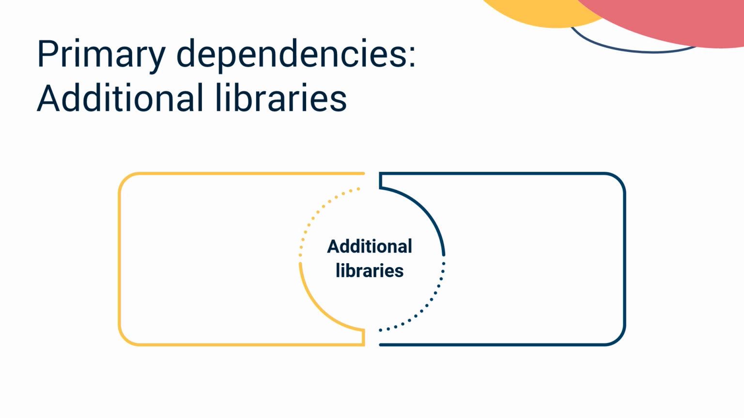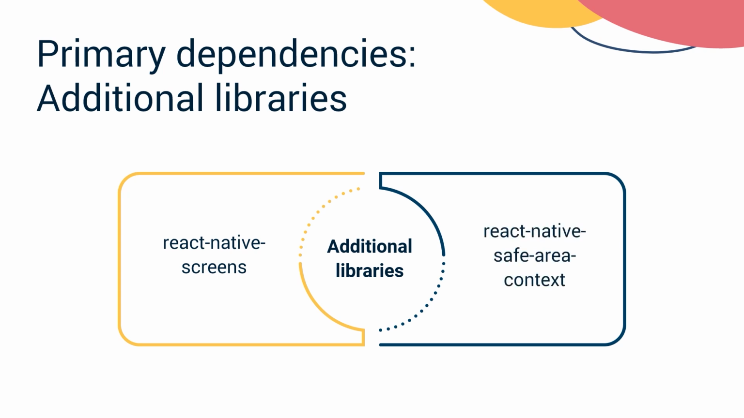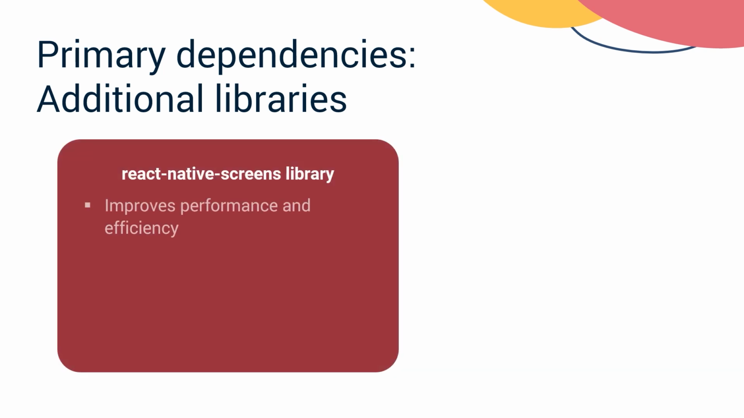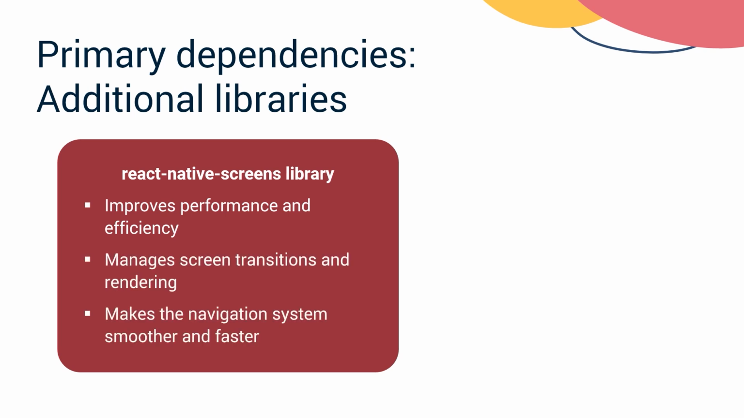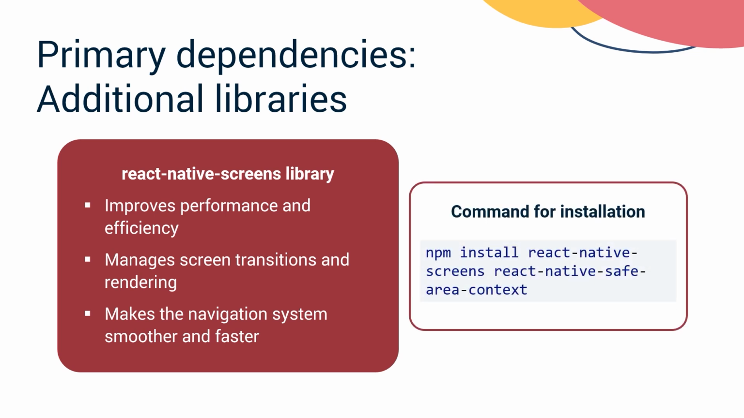The two main libraries are React Native Screens and React Native Safe Area Context. The React Native Screens library improves performance and efficiency by using native components to manage screen transitions and rendering, making the navigation system smoother and faster. To install this library, you can use the displayed command.